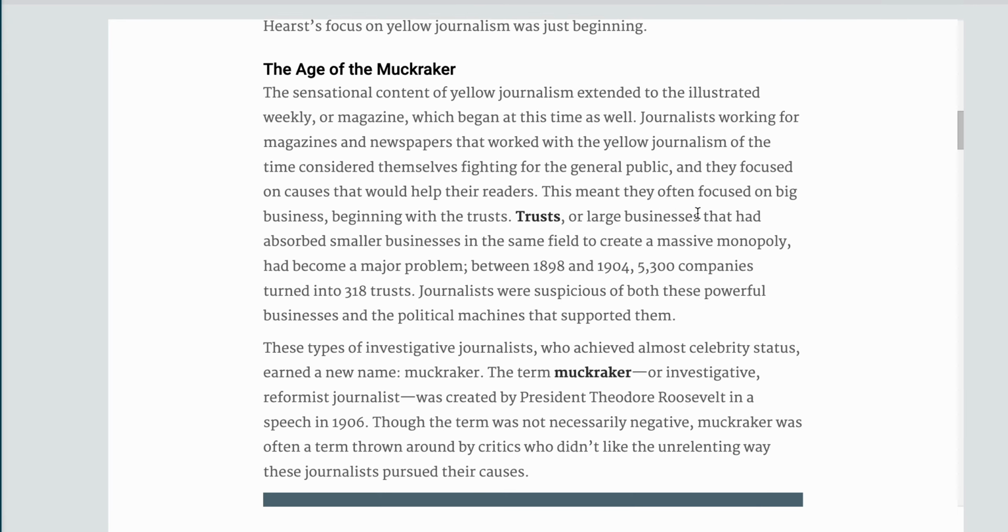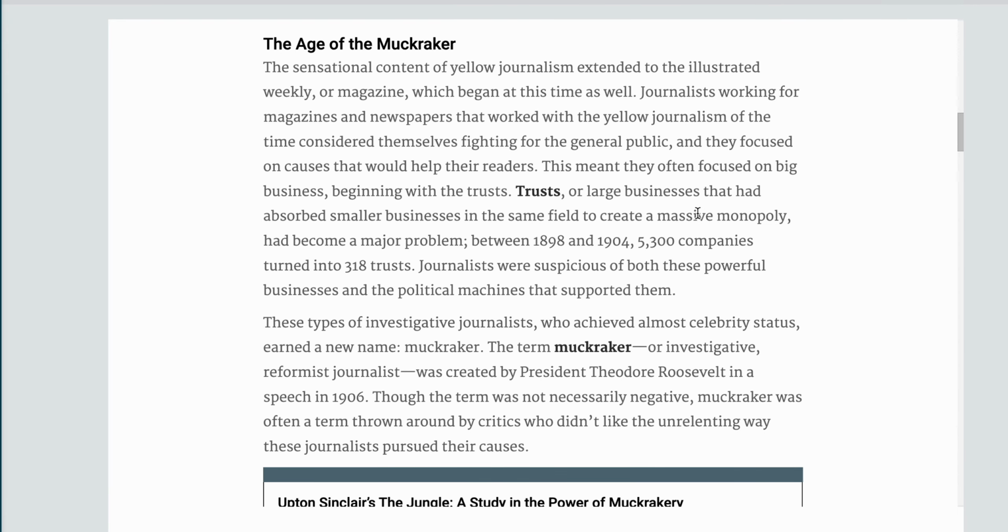Then we have the age of muckrakers. Who are the muckrakers? The muckrakers are journalists who decided to investigate and reform societies. The term muckraker, or investigative reformist journalist, was created by President Theodore Roosevelt in a speech in 1906, though the term was not necessarily negative. Muckrakers don't have to be a negative term.